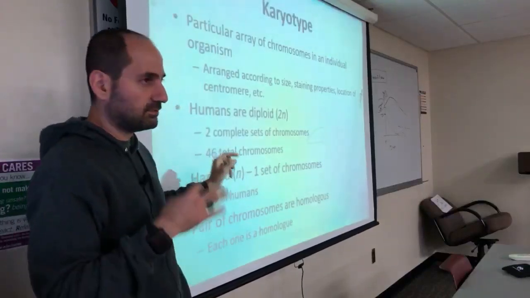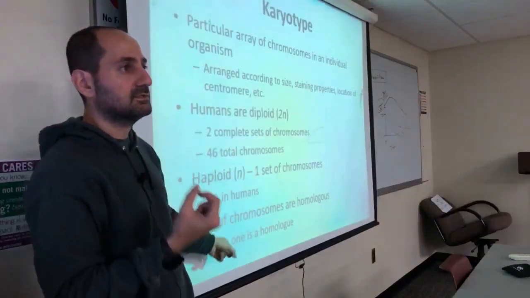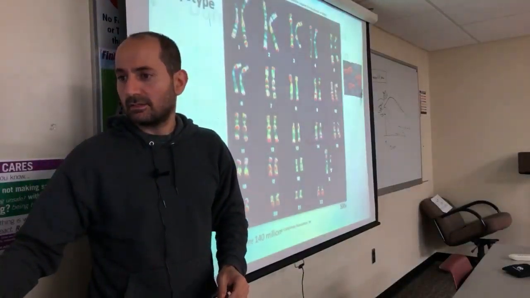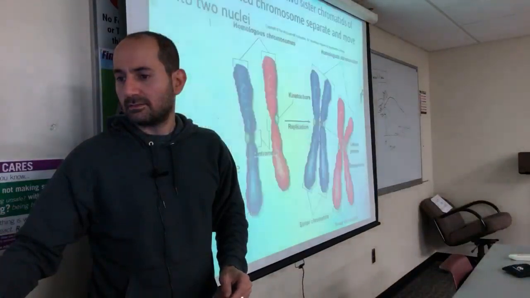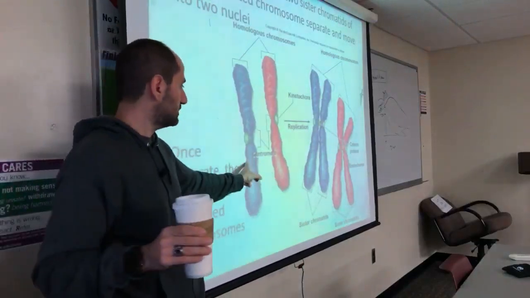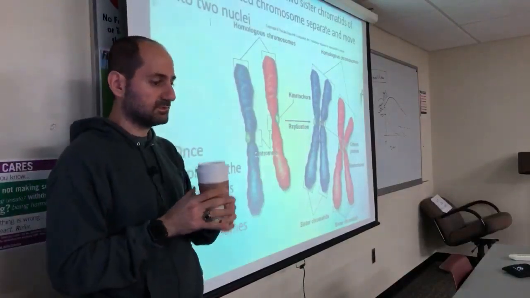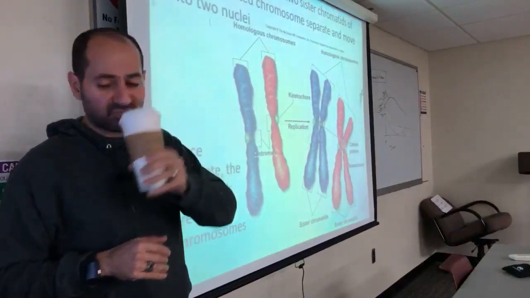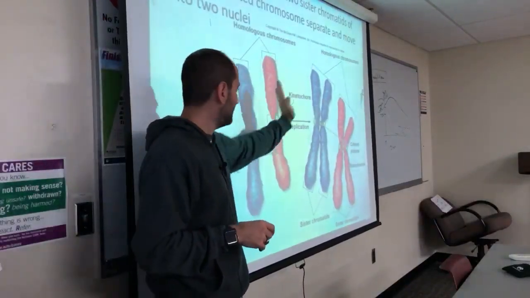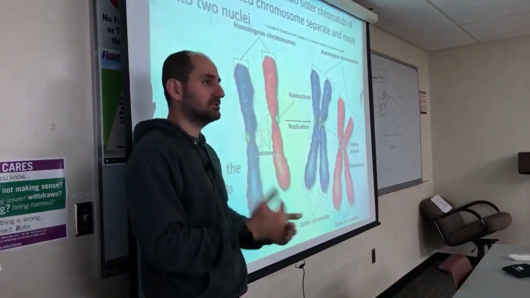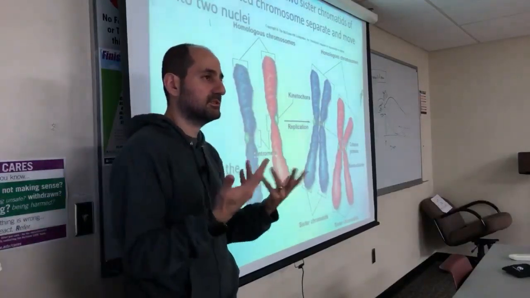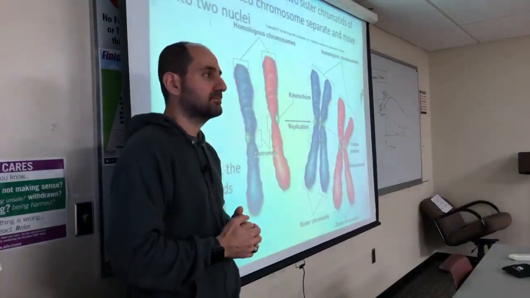We should know humans have 46 chromosomes, right? Their sperm and the egg have 23. Definitely know the difference between homologous chromosomes and sister chromatids. Homologous chromosomes are the paternal and maternal set of chromosomes. They are not identical. One was inherited from mom, one was inherited from your dad. Okay, they are not identical.